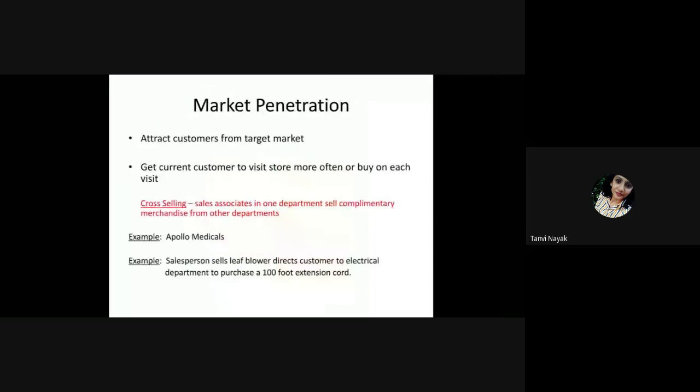Okay, now all we have been discussing, market penetration, as I told you, is to attract customers from the newer or targeted markets. This can be done by making customers visit your store again and again. Each time they visit, every possible way of making transactions with the customers has to be taken care of.